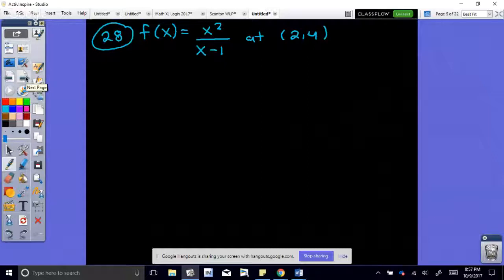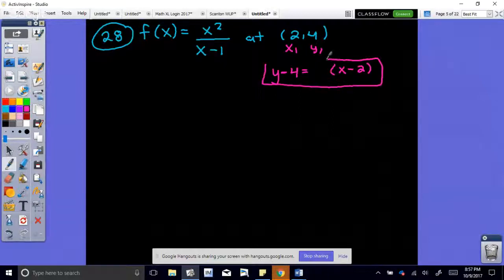Okay, 28 asks us to find the equation of the tangent line to the graph at the indicated point. And then you can use your calculator to confirm the results. So the good news is I'm giving you a full point here. I'm giving you an x1 and a y1. When we write the equation of a tangent line, we have half of what we need, right? We have y minus y1 equals some m times x minus x1, which is 2. So here's what my answer is going to look like.